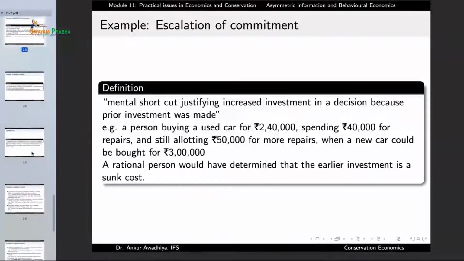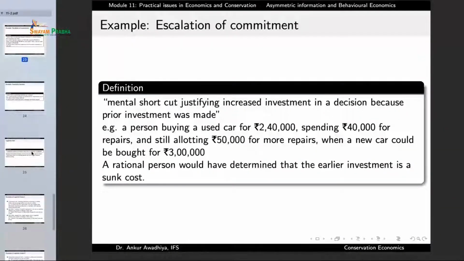Another example of heuristic decision making is escalation of commitment. It is a mental shortcut justifying increased investment in a decision because a prior investment was made. Now, here again, people are not doing rational decision making. They are just using a mental shortcut to justify increased investment in a decision. Example is a person buying a used car for 2,40,000 rupees, spending 40,000 on it for repairs, and still allotting 50,000 rupees more for repairs when a new car could be bought for 3 lakh rupees.